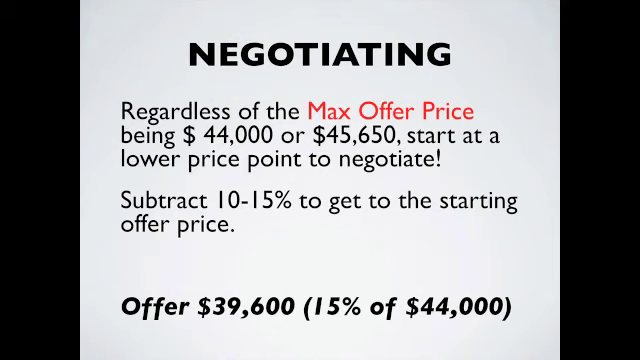Don't use that as a starting point to negotiate. Give yourself a buffer. Subtract out another 10, 15%, 20% off of that number to come up with your initial offer, and then start from there. So in this situation, with this example, using 15% off the top of my maximum offer, I'm going to start my offer price at $39,600.